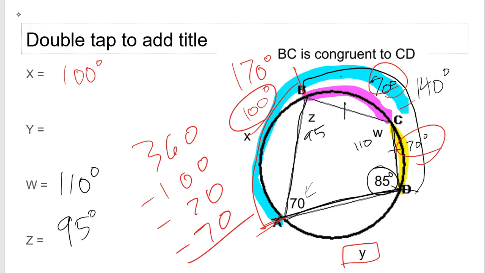Let's do that. I'll just use my calculator. 360 minus 100 minus 70 minus 70. It's going to be 120. So that means if I took 100 plus 70 plus 70 plus 120, I can guarantee that it's going to give you 360. So with this, I started with W and Z. If you wanted to start with X and Y, you could actually do that. There's nothing wrong. I just started with what we know and kind of build upon what we've learned.